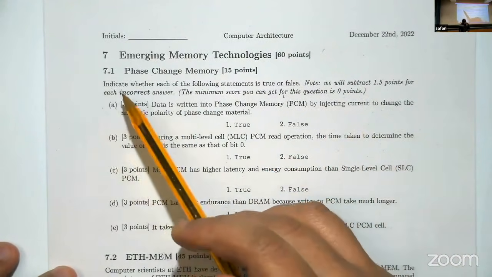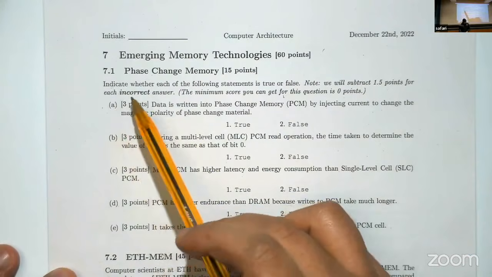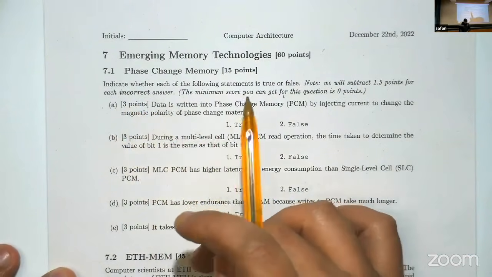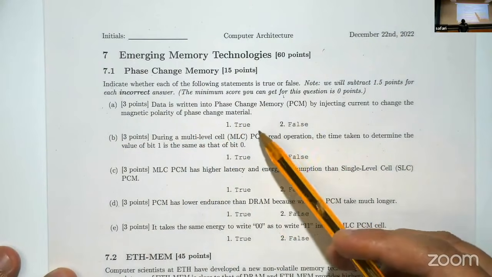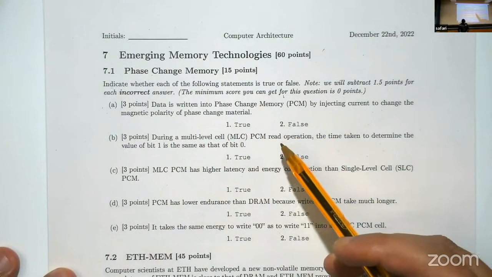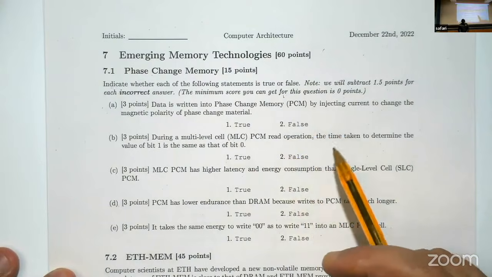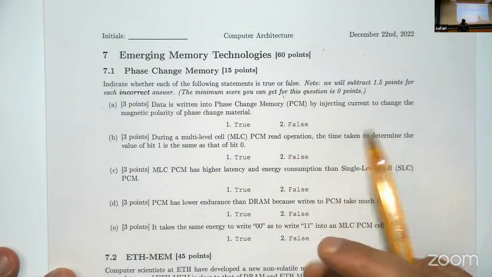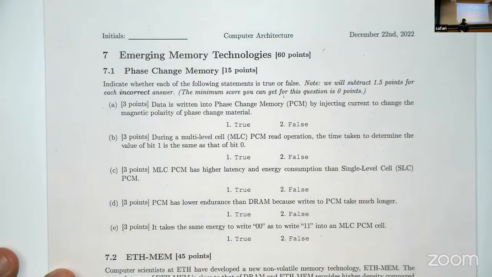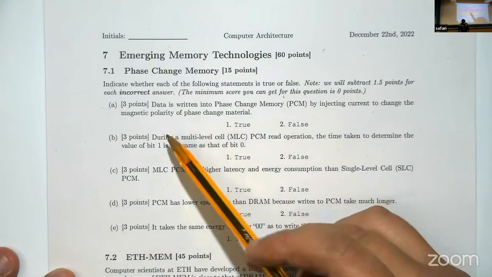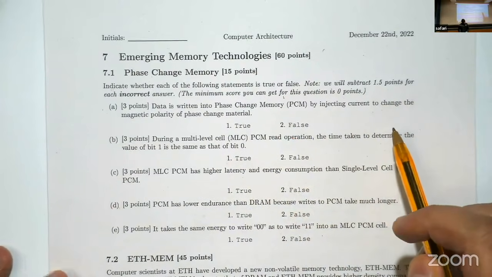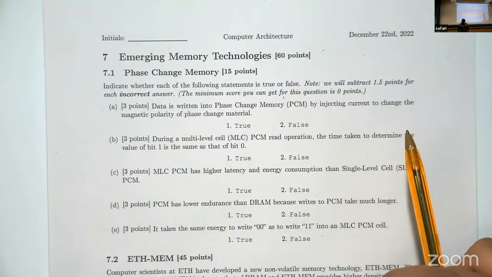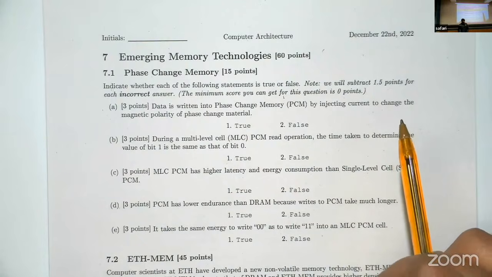The first part is on phase change memory, and we need to indicate whether each of the following statements is true or false. If you give a wrong answer, then we subtract 1.5 points from each incorrect answer, and the minimum you can get from this question is 0 points. The first question is: data is written into the phase change memory by injecting current to change the magnetic polarity of phase change material. What do you think is the answer?